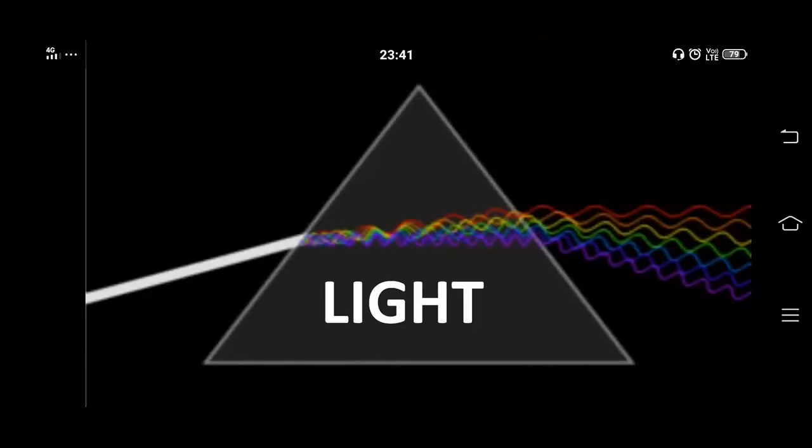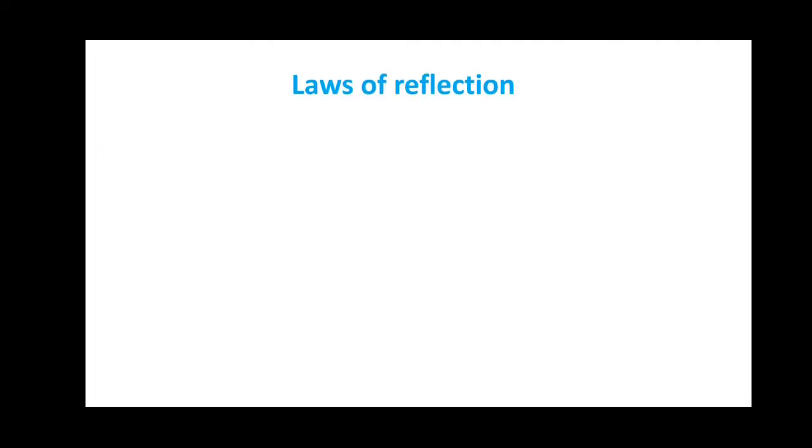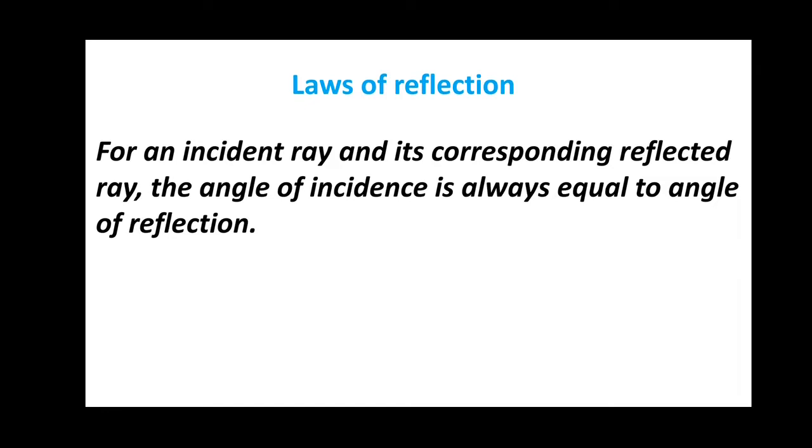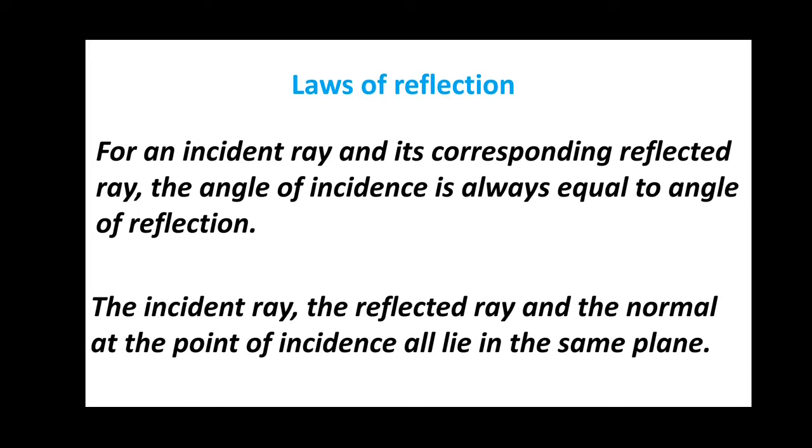In the last session we discussed the two basic laws of reflection. The first law is that for an incident ray and its corresponding reflected ray, the angle of incidence is always equal to the angle of reflection. And the second law is that the incident ray, the reflected ray, and the normal at the point of incidence all lie in the same plane.